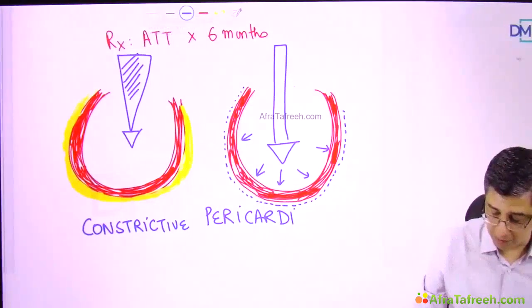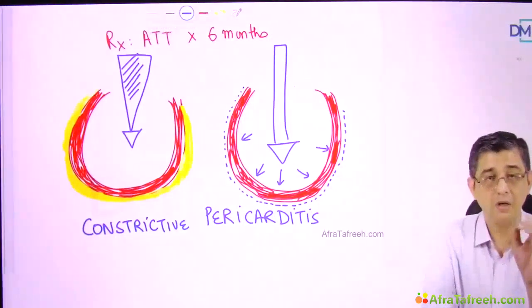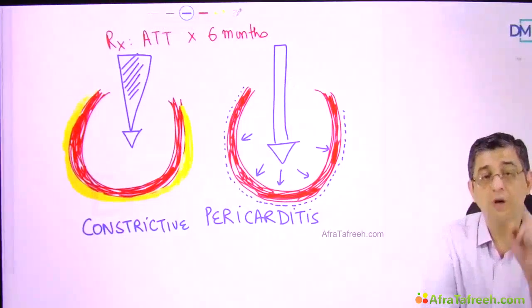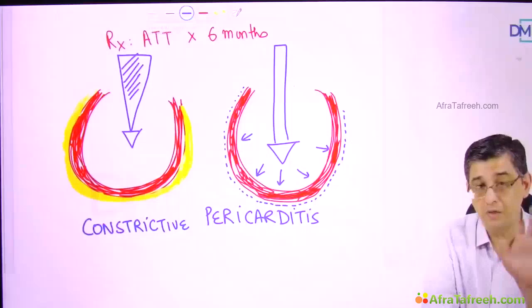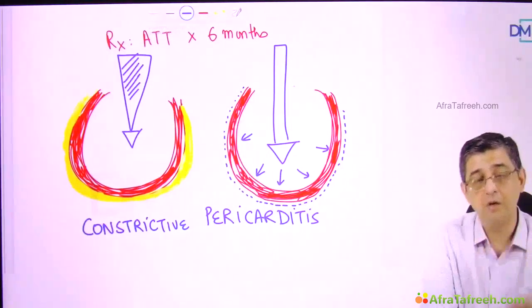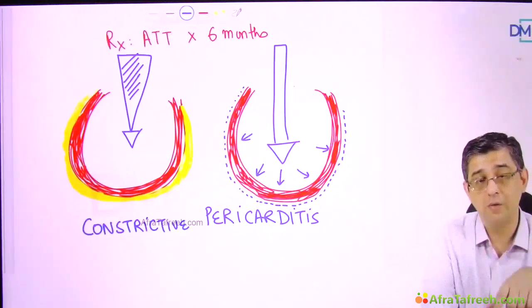I repeat my statement once again. Constrictive pericarditis is characterized by calcification around the heart. It is a sequelae or a complication of a treated case of tubercular pericarditis. Remember, not untreated. If you don't treat tubercular pericarditis, it will cause a pericardial effusion. It can then even cause a cardiac tamponade in a person.